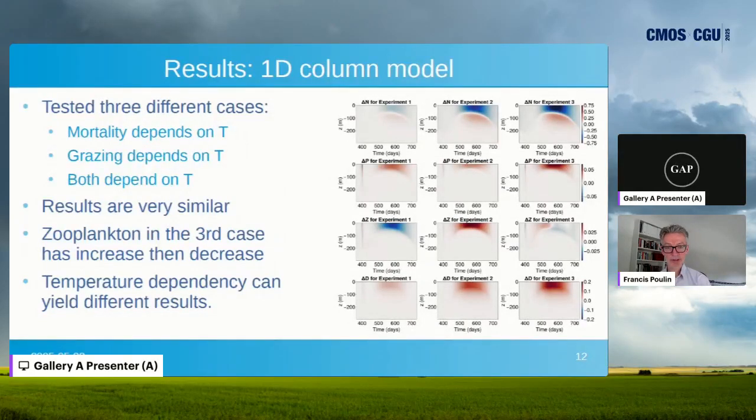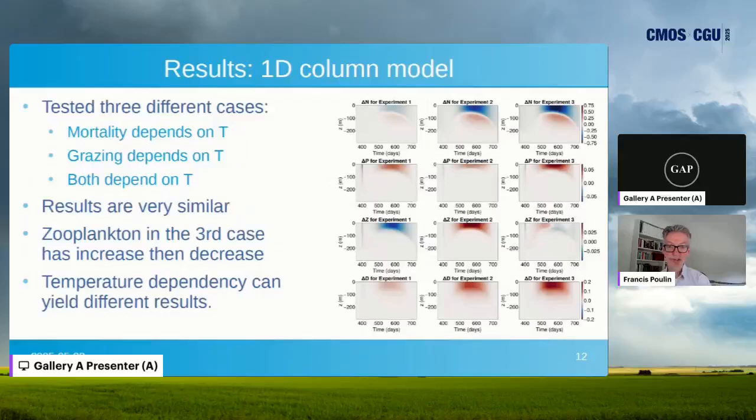In the first one, we allow the mortality of the phytoplankton to vary with temperature. Second column, we allow the grazing of the zooplankton to depend on temperature. And in the third case, we consider what happens when both the mortality and the grazing depend on temperature.